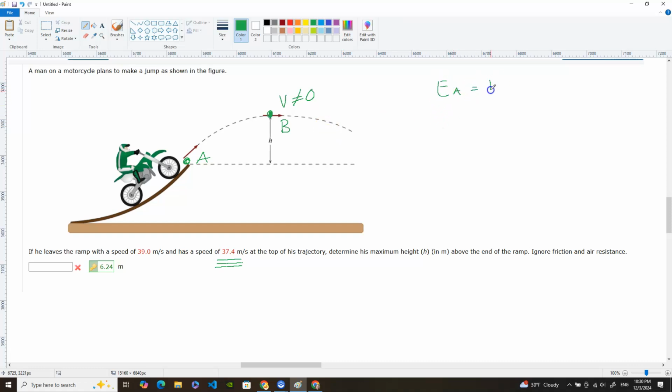The energy at A equals the energy at B. I will once again declare my height to be 0 here, and I have an unknown height. That's what I am trying to solve. What this does for me is I get to declare the potential energy at A is 0. Do not think the kinetic at B is 0. It is not.